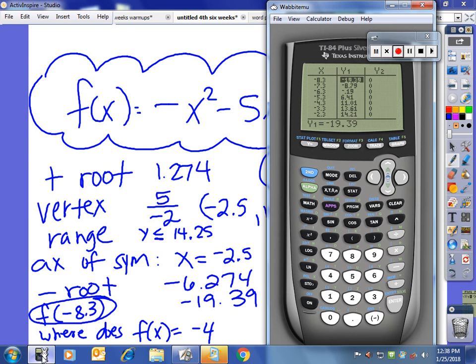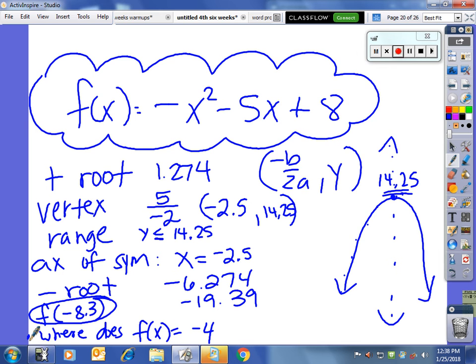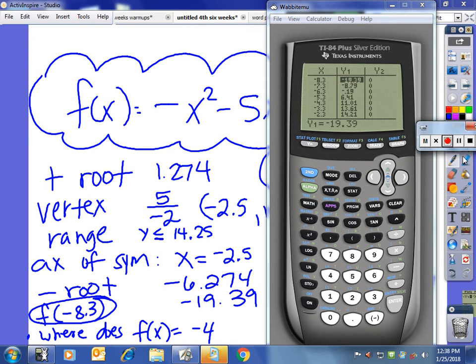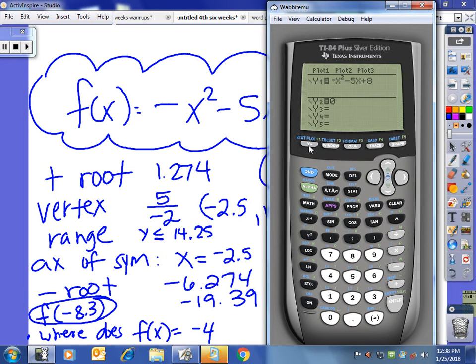Now, what am I giving you on this last question right here? I'm giving you a y value. F of x means y, so y equals negative 4. I cannot look in the t-chart if I know the y value. I can't control the y's. I can only control the x's. Where do I go to put in y equals negative 4? I go to y equals.